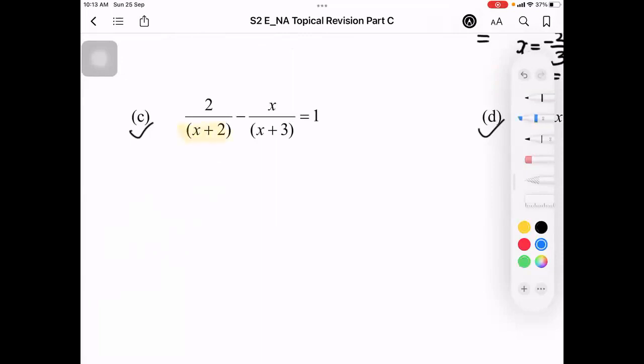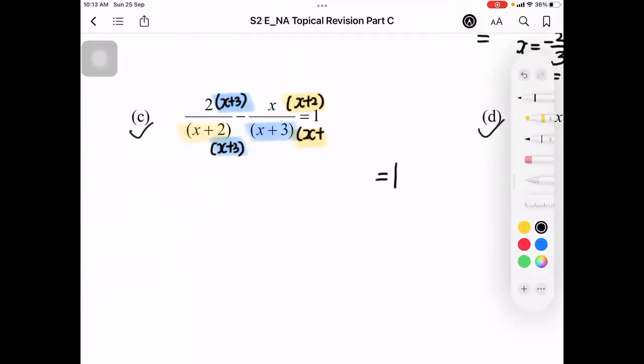The denominators, 2 of them are different, so we must make the denominator the same. We multiply this one to this side, then we multiply the other one to this side. Okay, the 1 still stays the same. I'll write down the equal to 1 down here. Then here I'll need x plus 3, top and bottom. Then this one I'll need x plus 2.